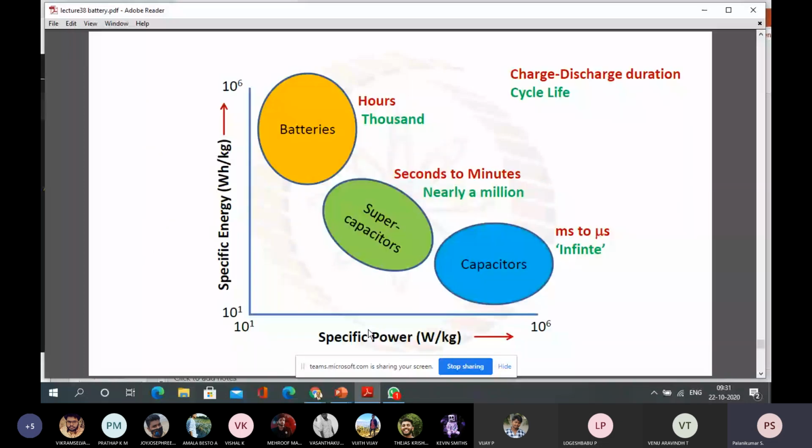As far as the supercapacitor is concerned, where we are placing it, what the charge and discharge duration is, and what the cycle life is, this graph is enough.